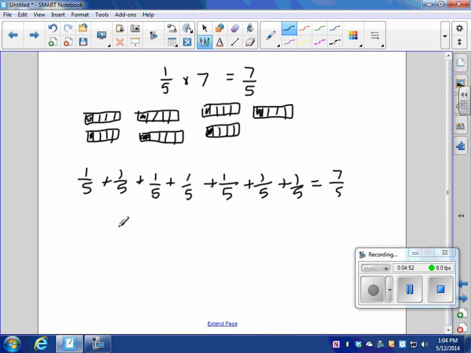I could also use the standard algorithm. I would take 1/5 and multiply it by 7 over 1, because any number over 1 is the number itself. So I would get 7/5.